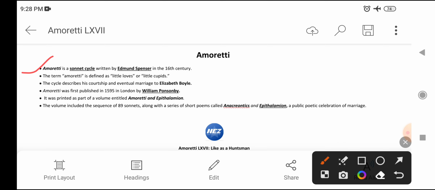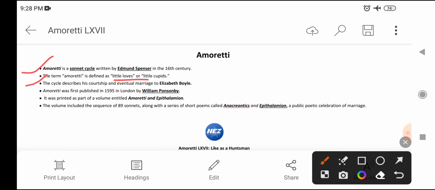The first thing: Amoretti is a sonnet cycle written by Edmund Spenser. The second question that is usually asked is, what is the meaning of the term Amoretti? The meaning of the term Amoretti is little love or little Cupids. So you must remember it. Third point: what is this sonnet cycle about? This sonnet cycle describes the courtship and eventual marriage to Elizabeth Boyle.